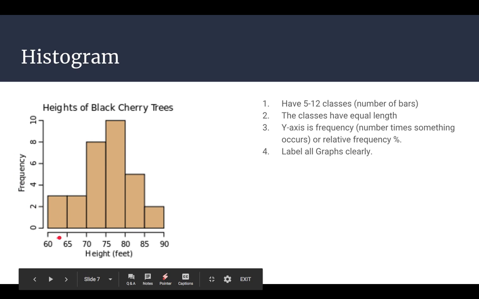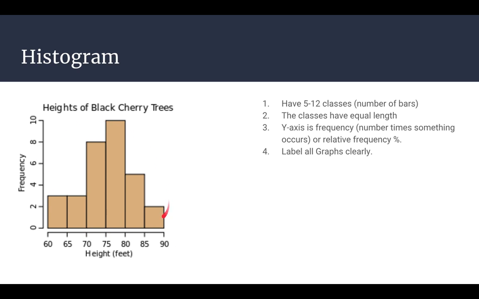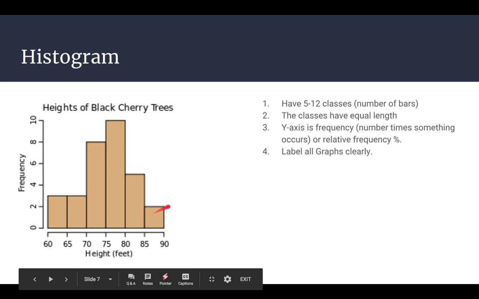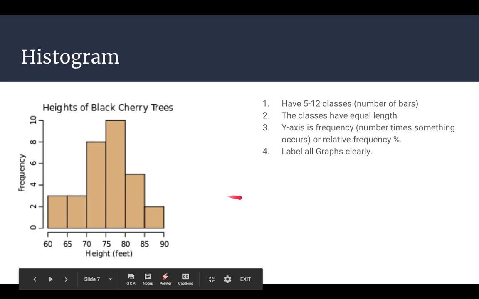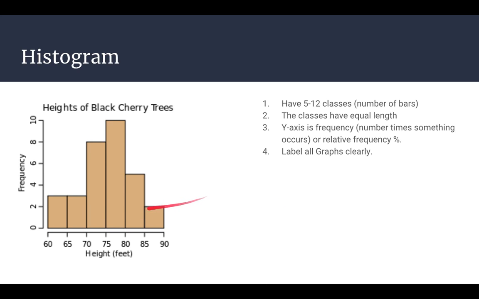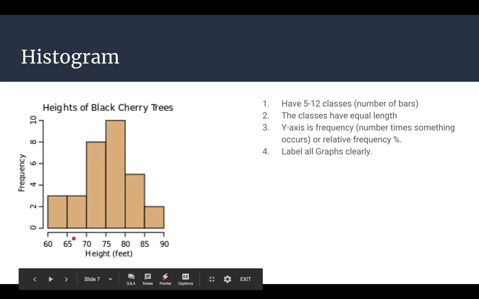Now these class widths, I want them to all be the same. When I create these classes, I want anywhere from 5 to 12. Anything less than 5, it really doesn't give me much about what's going on. More than 12, again, it can become too cumbersome. And then what I do is I build this by creating a frequency table. How often do the numbers between 60 and 65 occur?